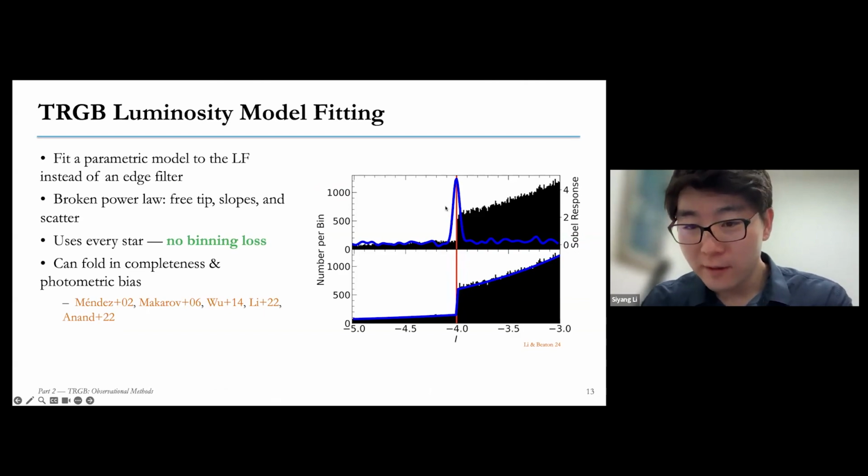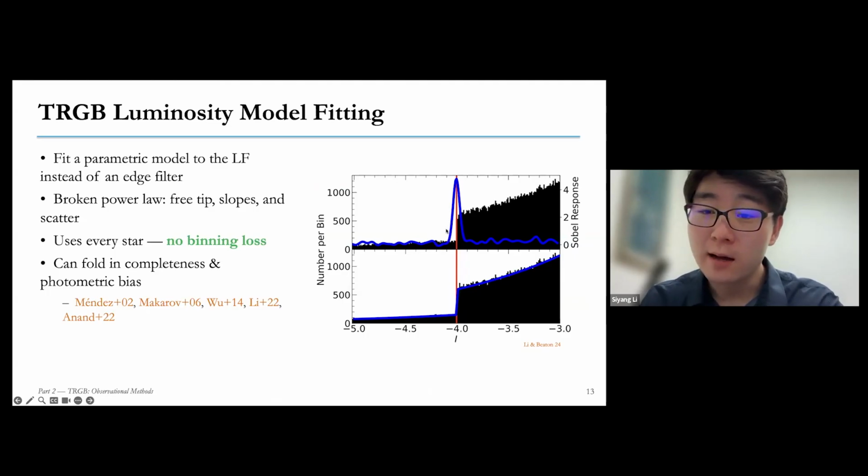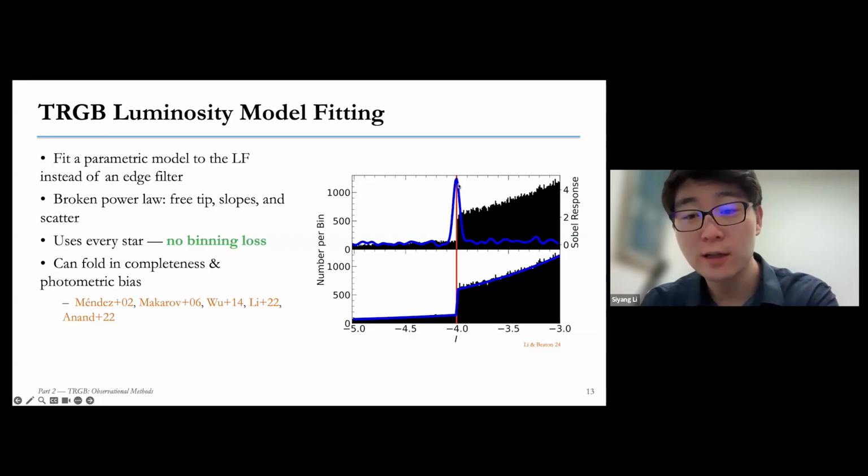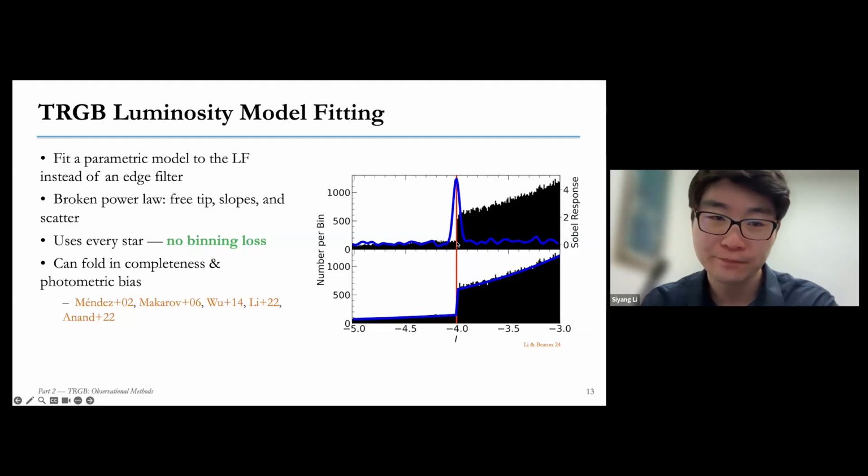That Sobel filter then produces what we call a Sobel response, as shown here on the top panel of this plot. Essentially, it gives us the first derivative. We then take the location of the maximum Sobel response as the location of our TRGB, and that usually matches pretty well with our simulated data.